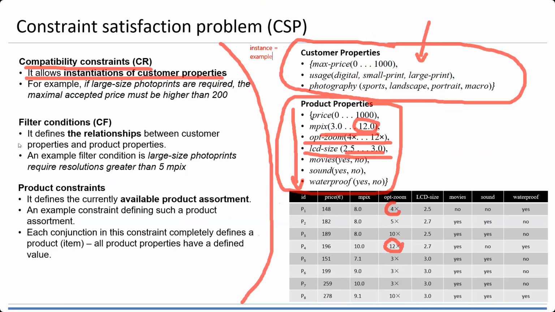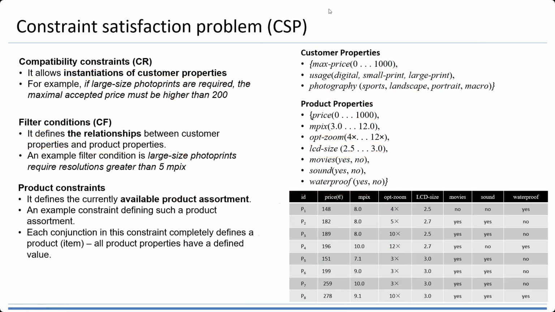We have the filter condition. The filter condition means the relationship between customer properties, which is this one, and product properties, which is this one. Just an example: I want to have the large size photo print with a resolution greater than 5 megapixel.